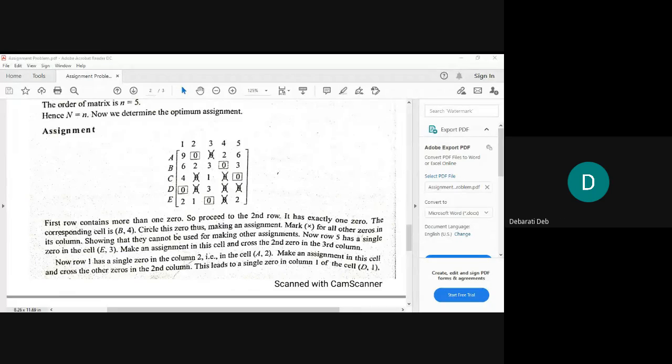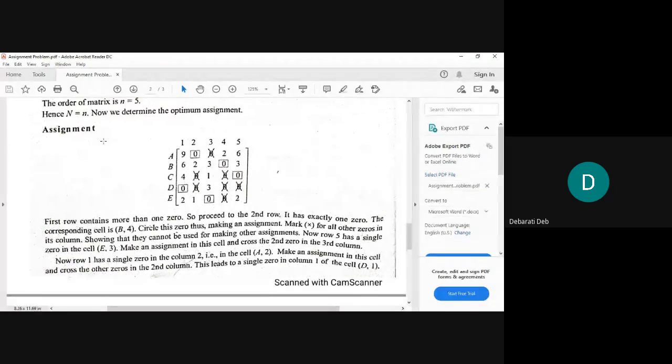A is next. A is having the perfect single 0, right? So quickly circle that, which means job 2 has been assigned to machine A.